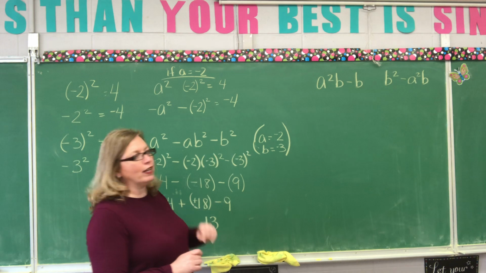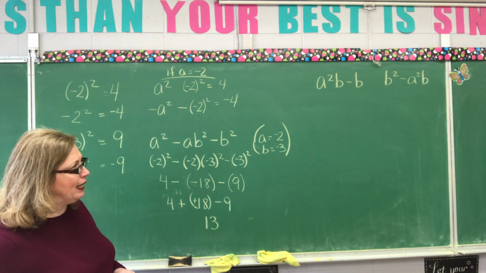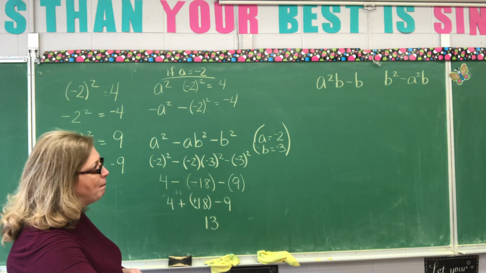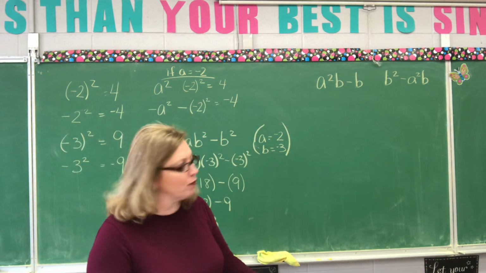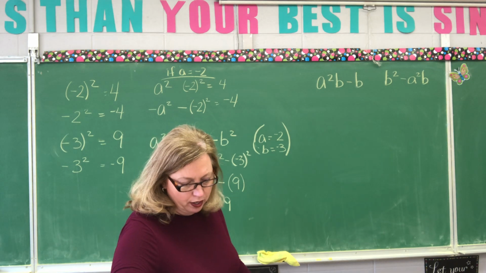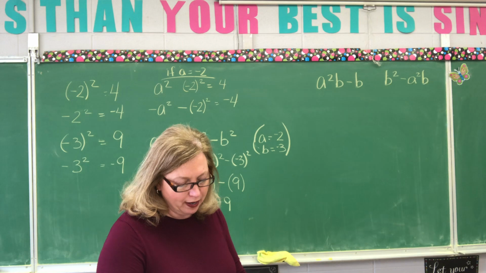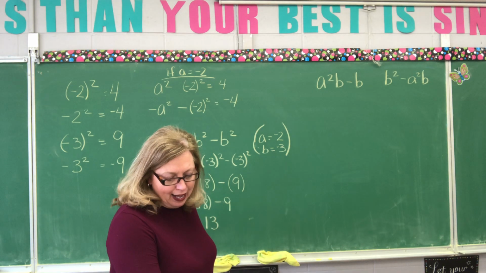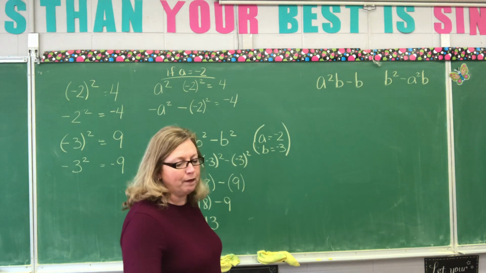Let's try another one over here. We have a squared b minus b, okay? Let's use the numbers here. I'm trying to see what they've told us in our book. Sorry, I got to turn the page. All right, so we're going to say that a is negative 2 and b is negative 3 again, okay?